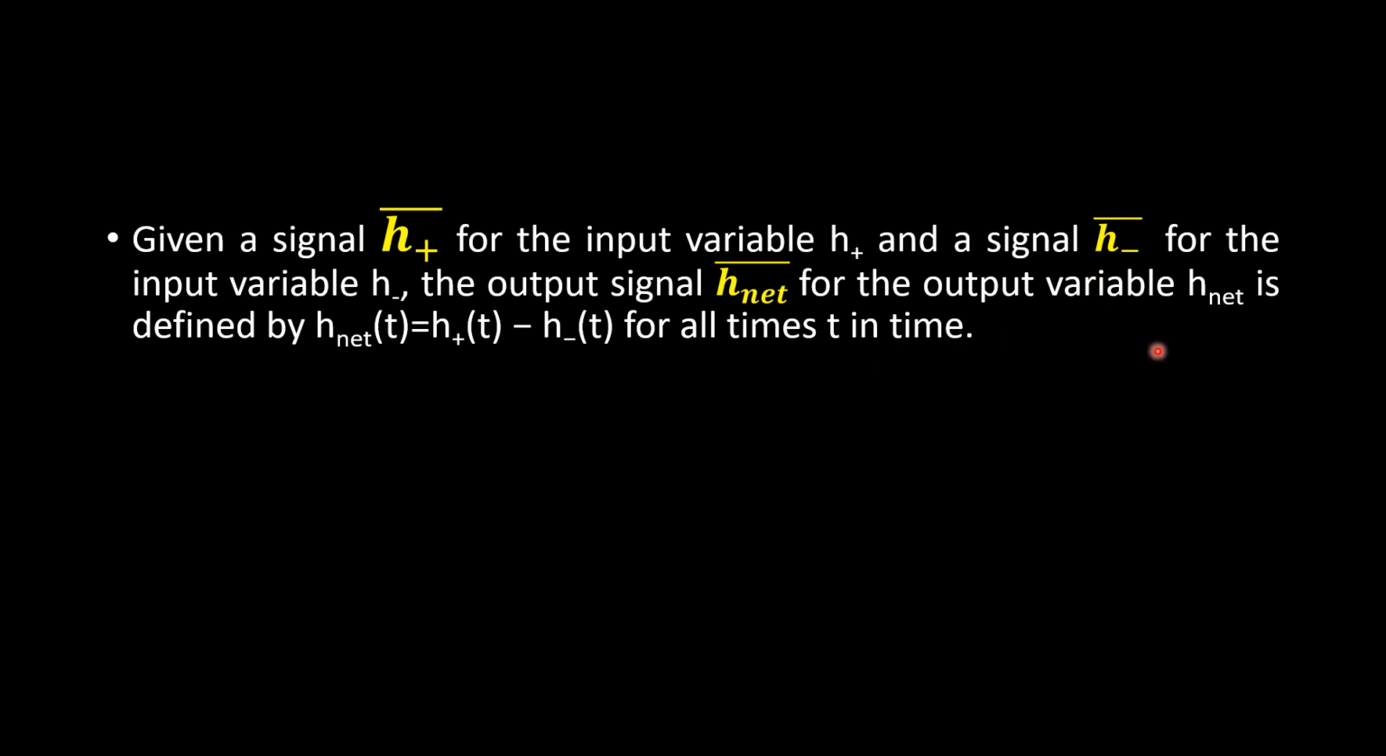And we have an output variable called H net, so I have a signal called H net bar. So these three are the signals corresponding to the three variables: two input variables H plus and H minus, and one output variable called H net. The value of this is equal to the difference between these two components. H net of t is equal to H plus of t minus H minus of t. This is applicable for any time t, that is, for all time t.